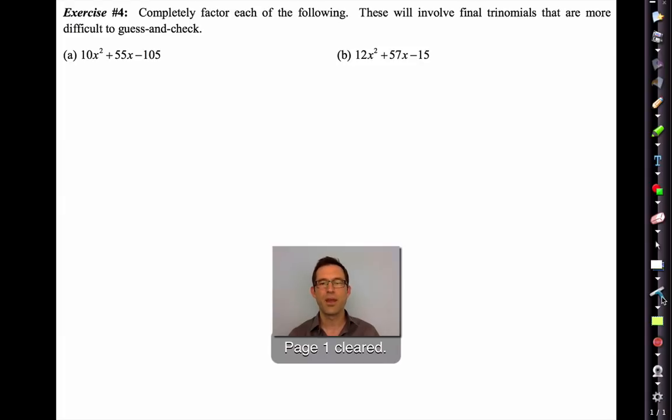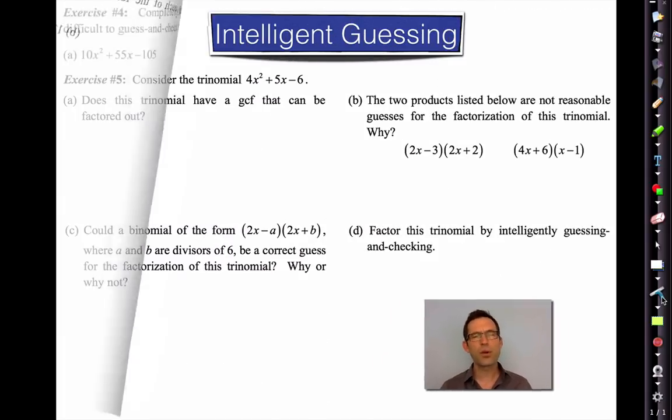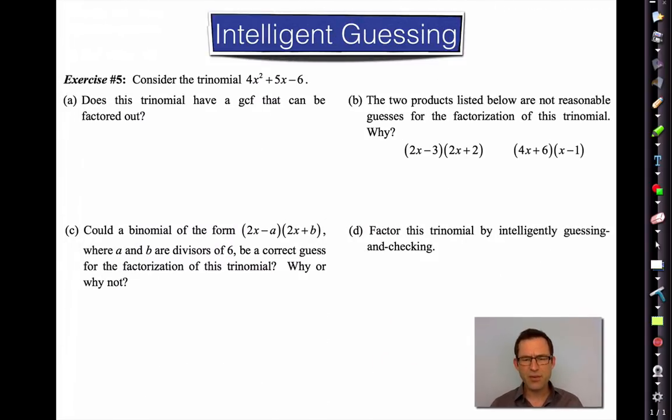Let's go on. Now, the last thing that we're going to do is introduce even more intelligent guessing. And this can help you in terms of being able to factor trinomials effectively and, important, efficiently. So let's walk through this one. Consider the trinomial 4x squared plus 5x minus 6. Does this trinomial have a GCF that can be factored out? Think about this for a moment.